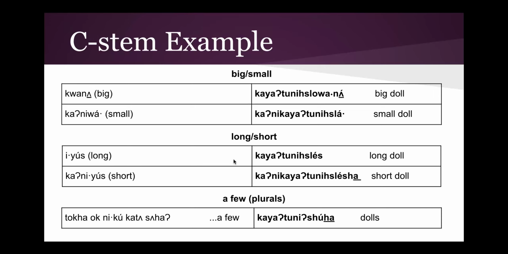Gaya duni sles, a long doll. And we can also say short doll. Ga ni gaya duni sles, a short doll. And then for more than one doll, we can add the suha ending. Gaya duni suha.